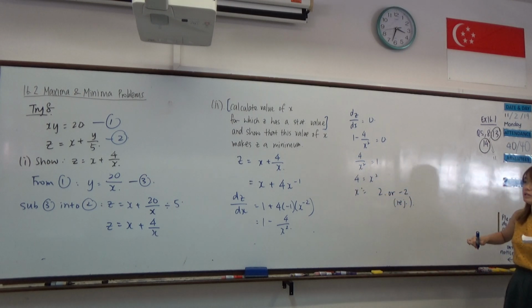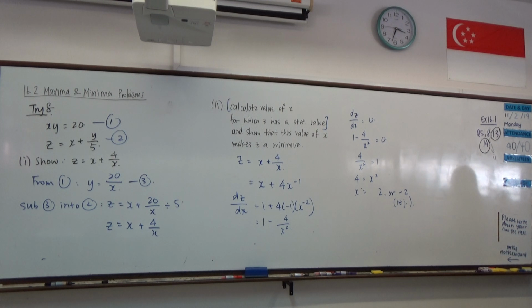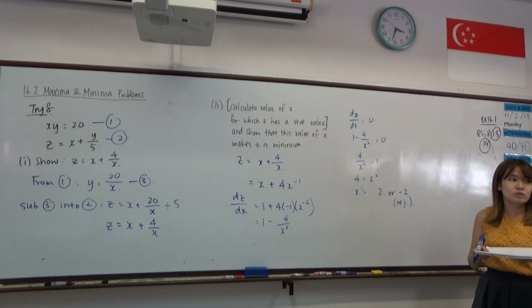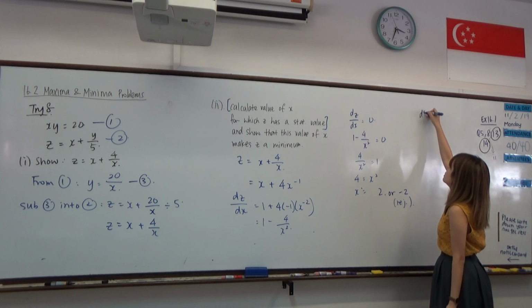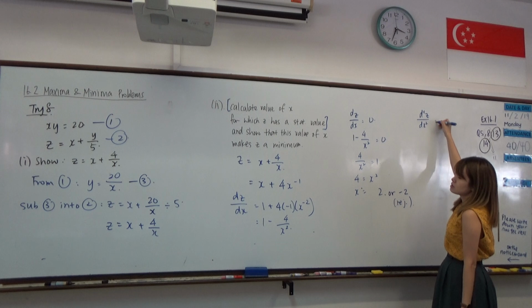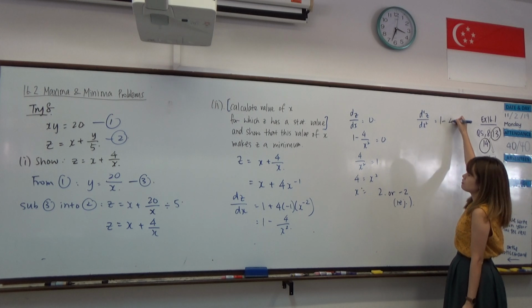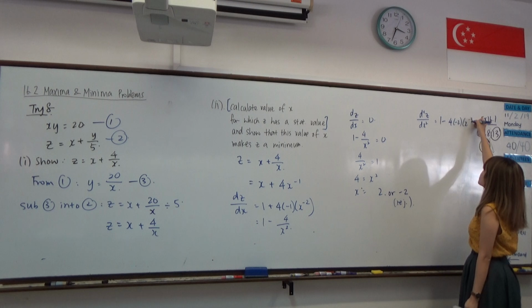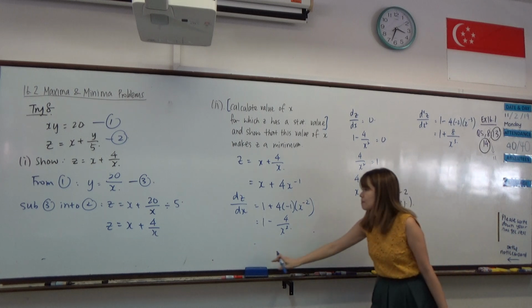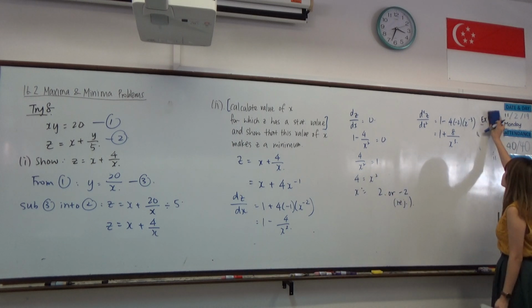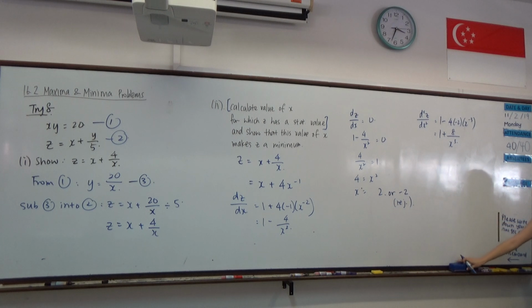Then after that, we want to show that this value of x makes z a minimum. What would we do to actually show that part? Will you use the first derivative or second derivative? Second derivative, right? Easier, hopefully. Okay, so that will give us 1 minus 4 times negative 2, x to the negative 3. Okay, so d2z over dx squared will give you 1 plus 8 over x cubed.